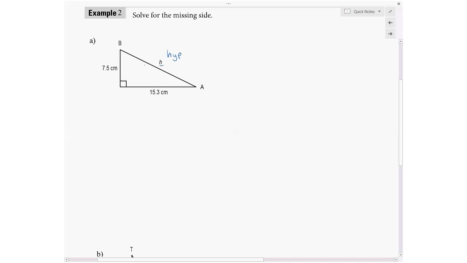So I don't have any angles, so I'm going to have to use the Pythagorean theorem. So a squared plus b squared equals c squared. C squared, remember, this is always the hypotenuse. So here's my hypotenuse. So this, in this case, is h squared. And then I've got 7.5 squared plus 15.3 squared.